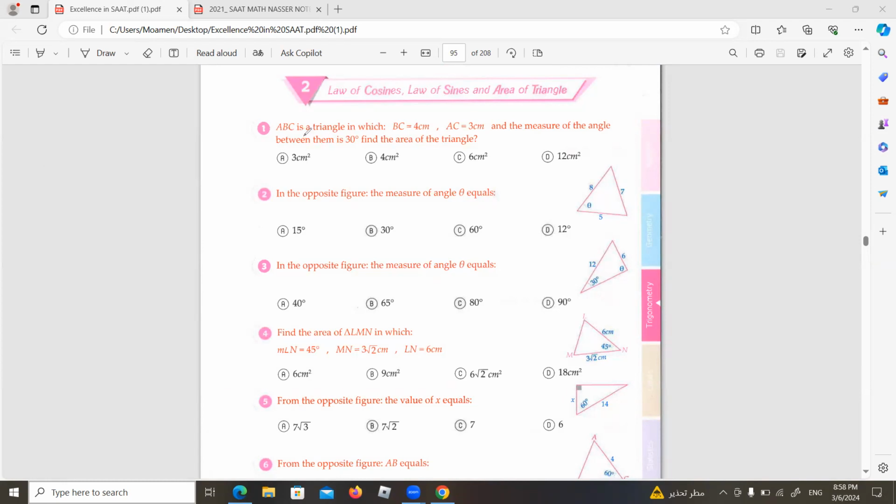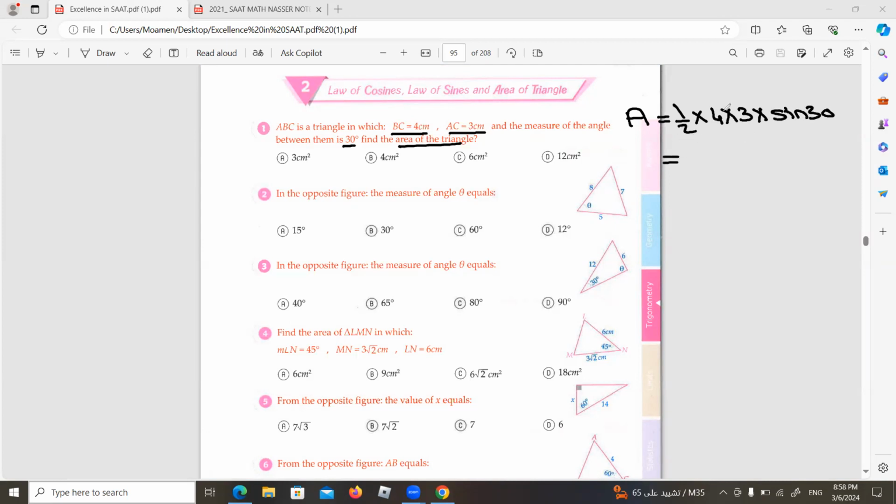In the first problem, in a triangle ABC, BC equals 4, AC equals 3, and the measure of the angle between them is 30. I need to find the area. Oh, we will use the rule of the area, mister. The rule of the area is half the product of the two sides. The first side is 4, multiplied by the second side, 3, and the angle between them, he said, is 30. So sine 30.